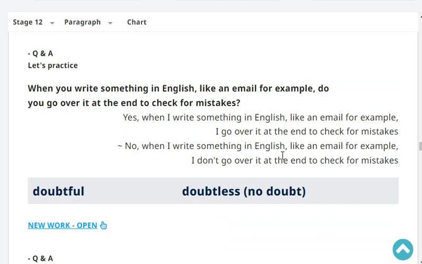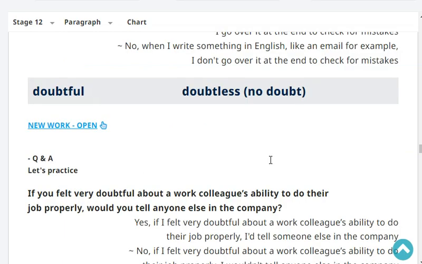When you write something in English, like an email, for example, do you go over it at the end to check for mistakes? Yes or no? Yes, when I write something in English, like an email, for example, I go over it at the end to check for mistakes.